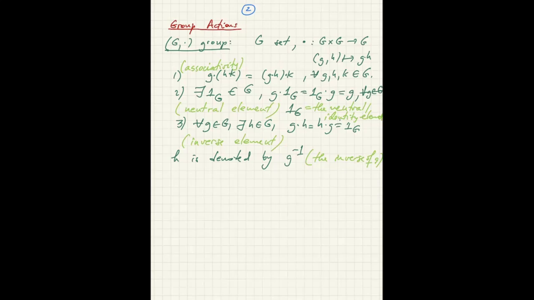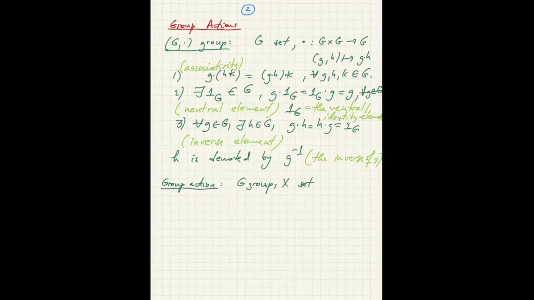Now, let's move on to the next definition, and that's the definition of a group action. For a group action, we need two actors, and the first actor is G. We have G, a group, and we have X, a set. Now these groups and sets don't have to be finite, but for us, in most of the cases, they will be finite.